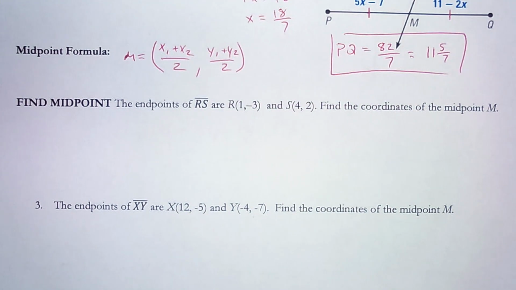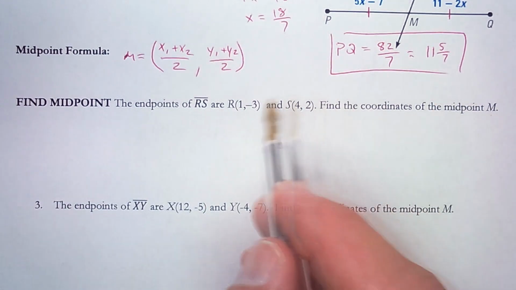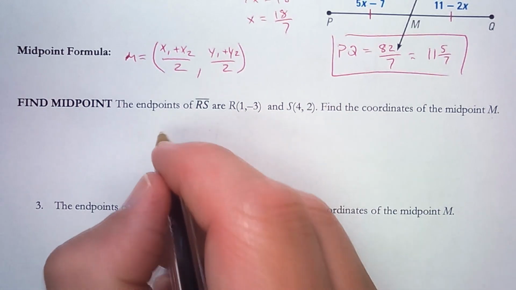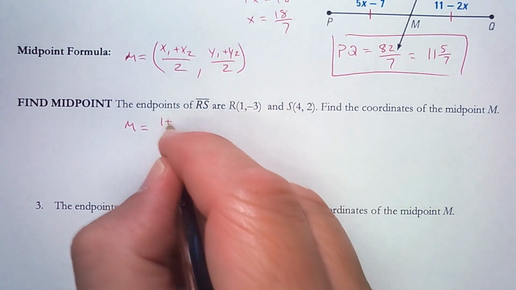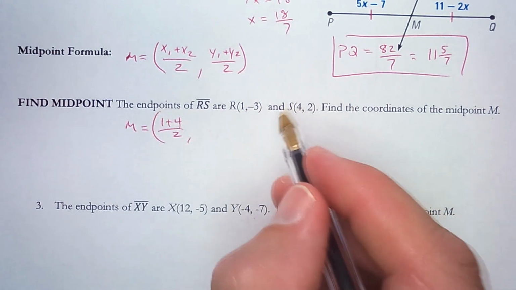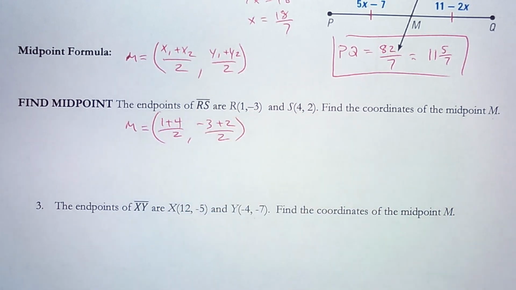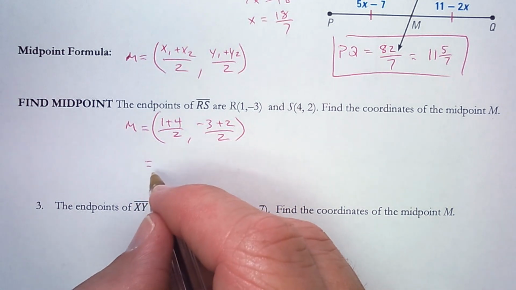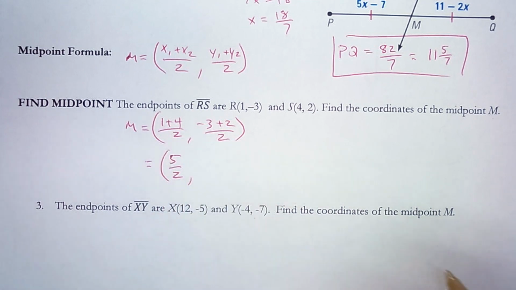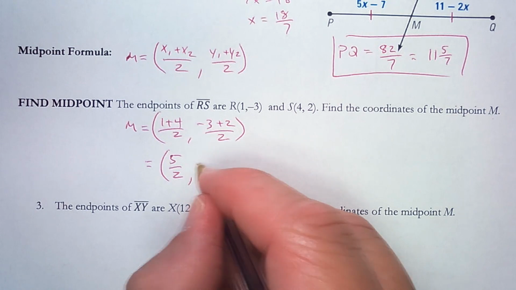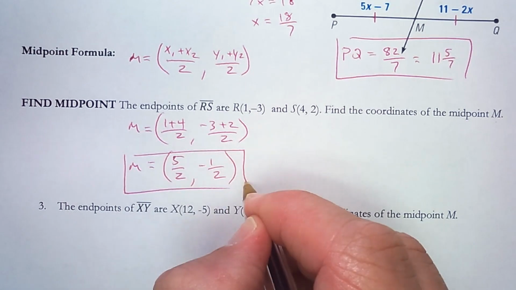So to find a midpoint, the average of the x's, here we're looking for the midpoint M of this segment RS. So the midpoint is the average of the x's, 1 plus 4 divided by 2, and the average of the y's, negative 3 plus 2 divided by 2. Okay, so that's 1 plus 4, 5. 5 over 2. So 5 halves is the x value. Negative 3 plus 2 is negative 1 over 2. There's the y value. There is the midpoint.